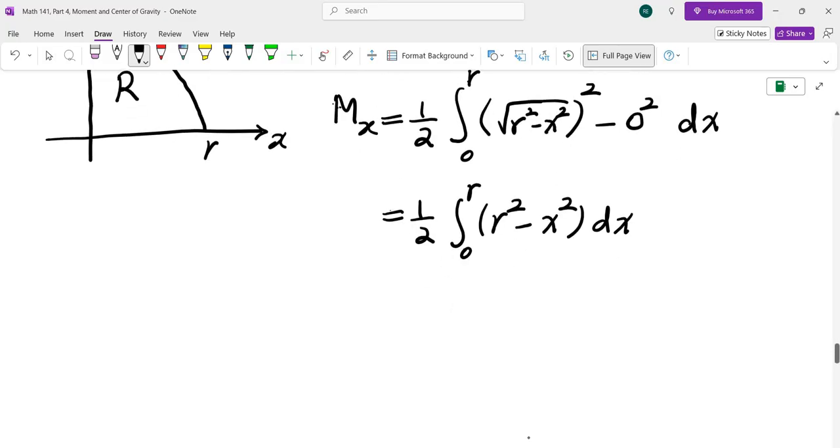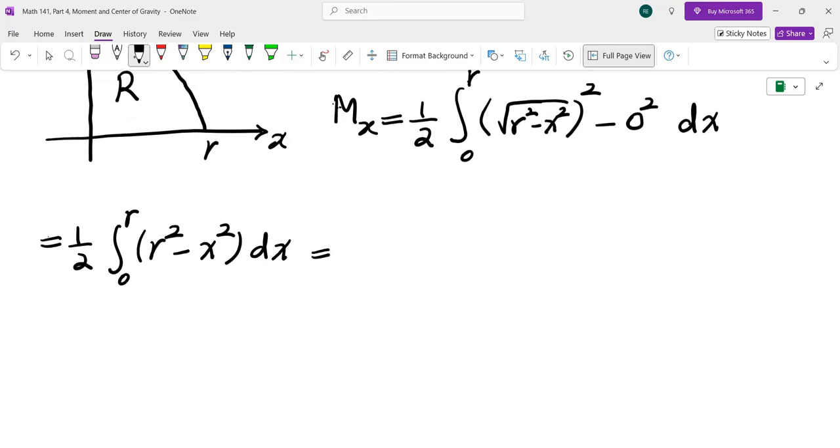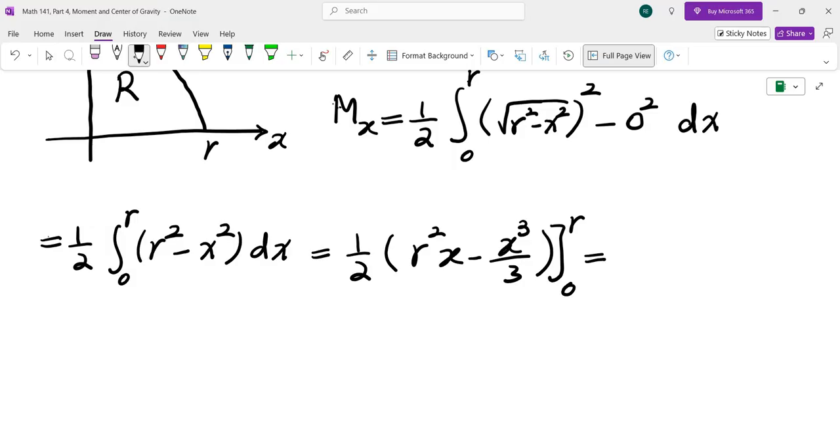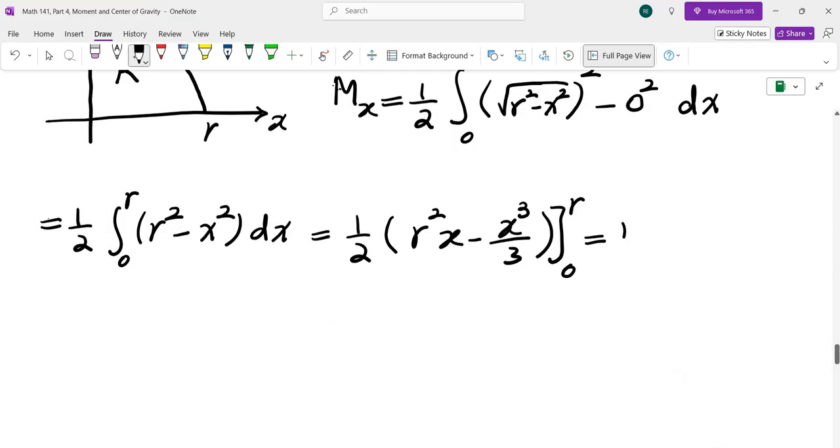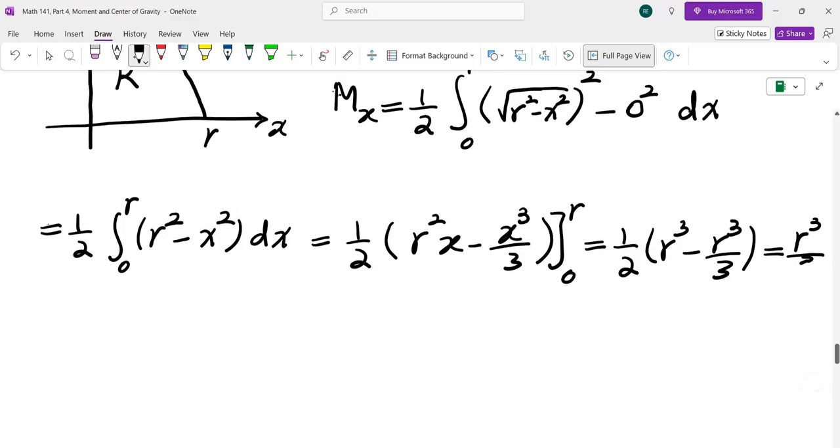And we can easily integrate this. We get 1/2 times r squared x minus x cubed over 3 from 0 to r. Plug in r, we get 1/2 times r cubed minus r cubed over 3. Plug in 0, we get 0. So this is 1/2 times 2/3 r cubed, so that's r cubed over 3.